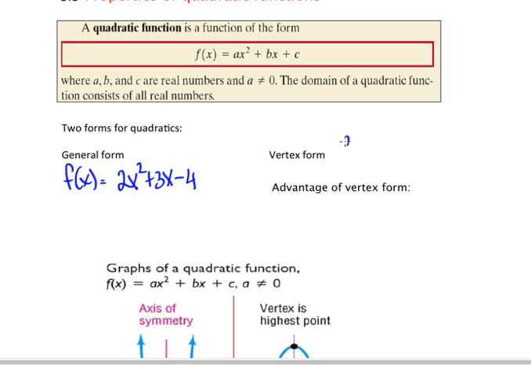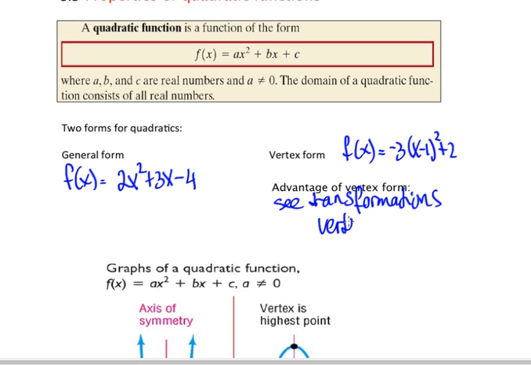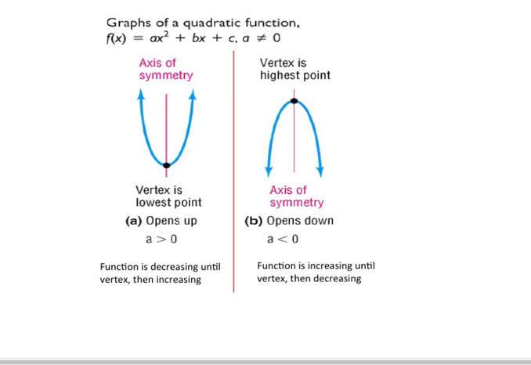And then we have vertex form, which is more of my favorite. And that would look like that. So the vertex form has some advantages. You can see the transformations easily. You can also see the vertex pretty easily, like this one would be at 1, 2. It just gives you a little bit more information, I think. It's not that this doesn't give you any information, it's just easier in vertex form.